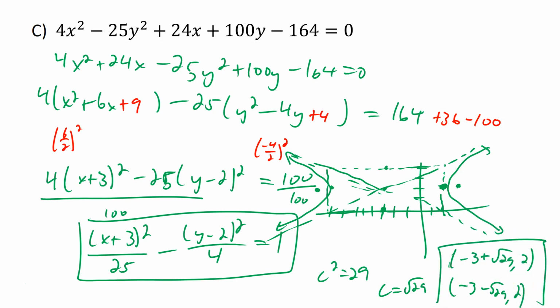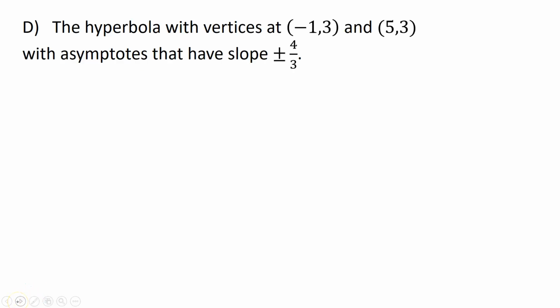Awesome. Cool. Okay, I think we got one more. Hyperbola with vertices negative 1, 3, and 5, 3, with asymptotes that have slope plus and minus 4/3.